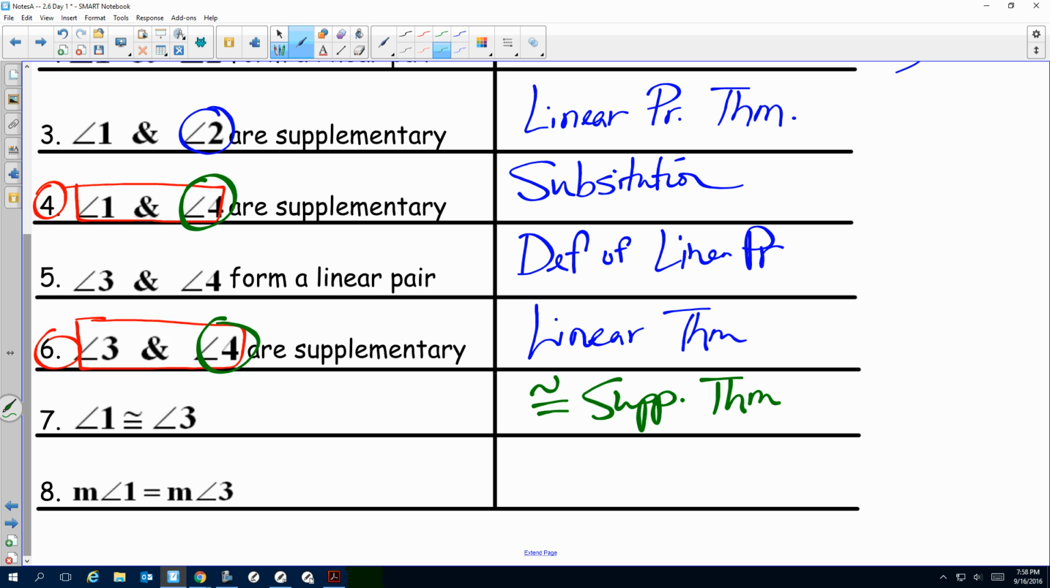Our congruent supplementary theorem states that if two angles are supplementary to the same angle, then those two angles are congruent. And then this last little step here, this is what we're talking about, vice versa. If angle 1 is congruent to angle 3, then the measure of angle 1 is equal to the measure of angle 3. That is pretty much what our definition of congruency means. So if it's congruent, it's equal. If it's equal, it's congruent. Okay, so that takes care of example 2.